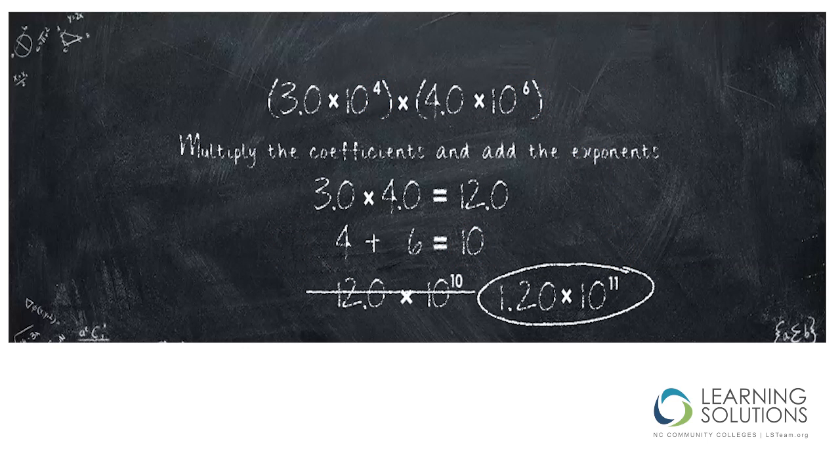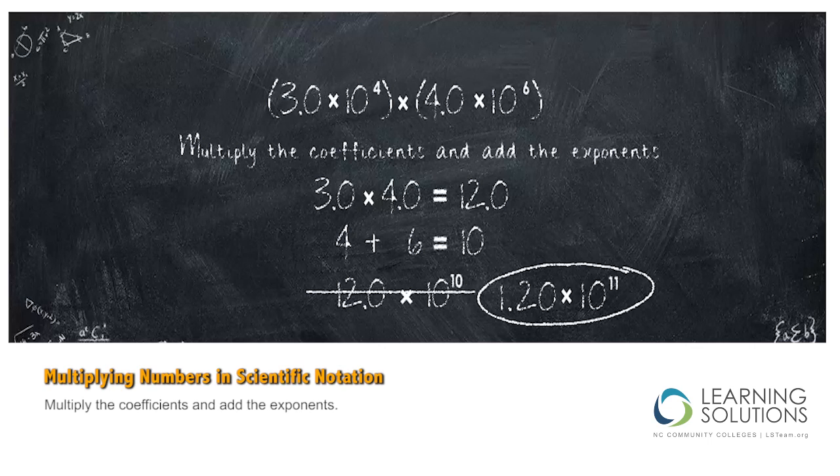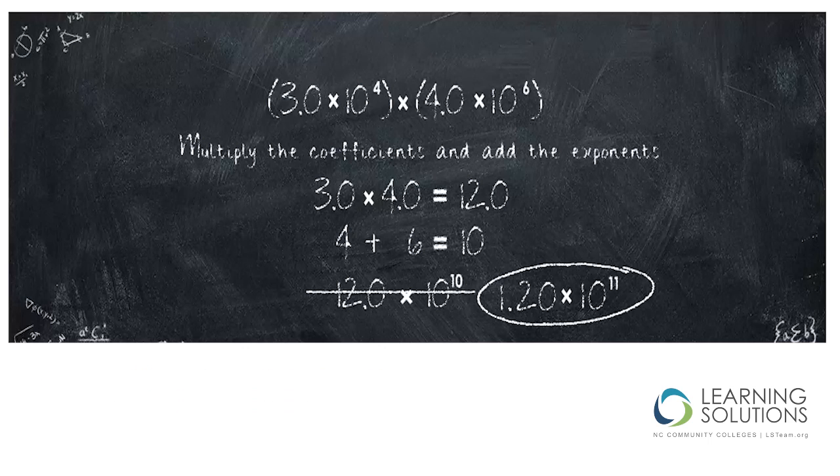Multiplying numbers in scientific notation is a simple two-step process. You'll multiply the coefficients and add the exponents. First, multiply the coefficients together. 3.0 times 4.0 equals 12.0. Next, add the exponents. 4 plus 6 equals 10. The result then is 12.0 times 10 to the power of 10. So it becomes 1.20 times 10 to the power of 11.